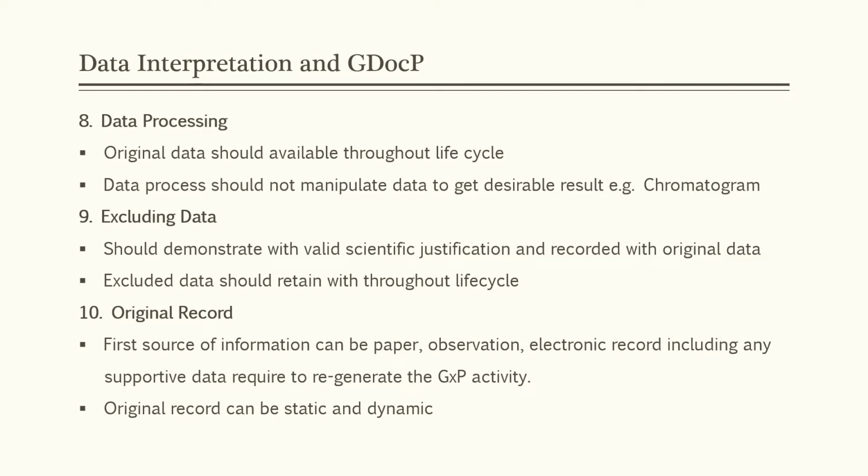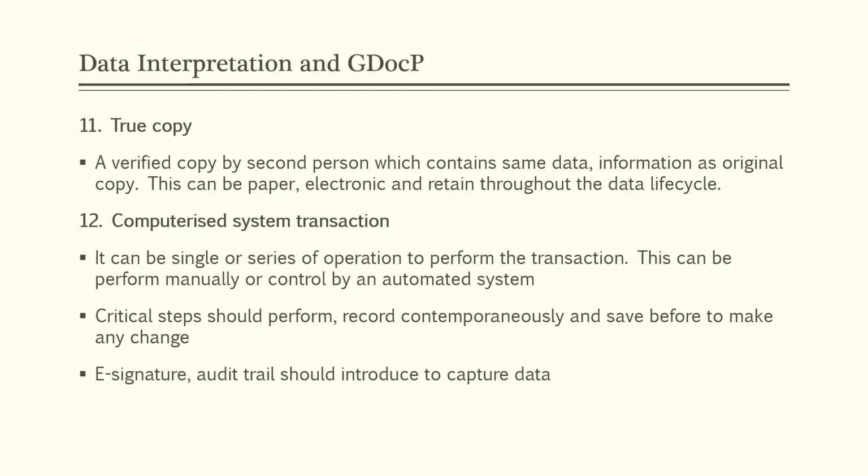Original data can be static and dynamic. True copy: a verified copy by a second person which contains the same data information as the original copy. This can be paper, electronic and written throughout the data lifecycle. Computerized system transaction: it can be a single operation or a series of operations to perform the transaction. This can be performed manually or controlled by an automated system.